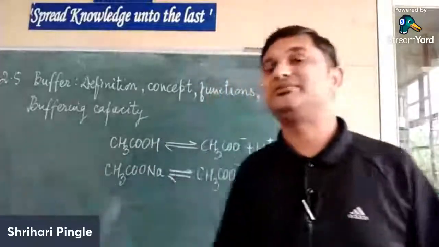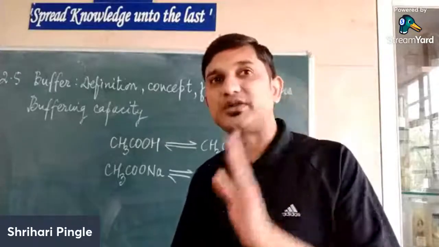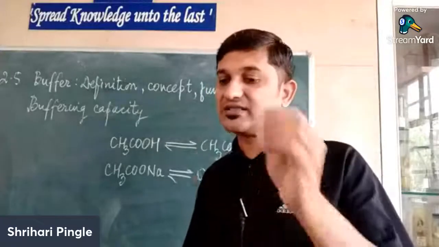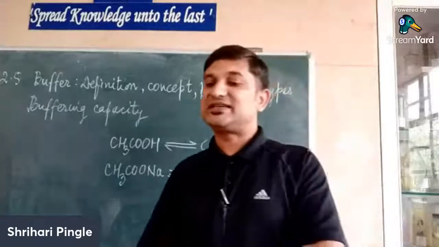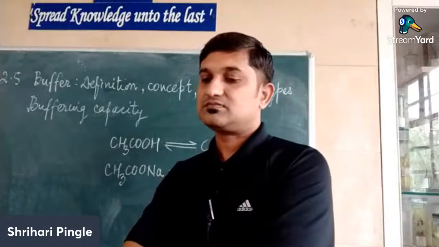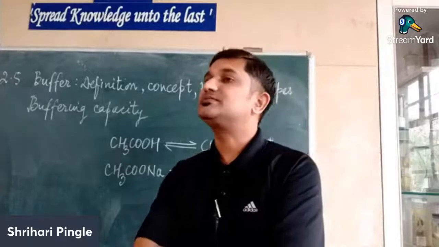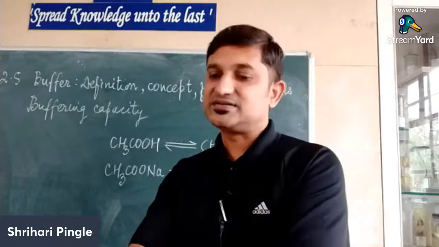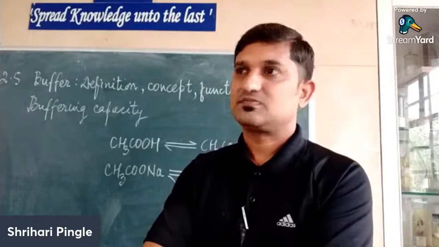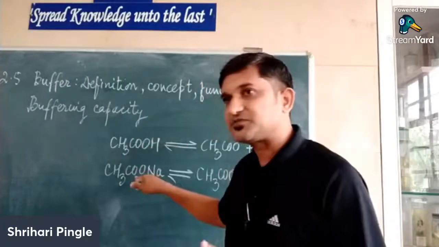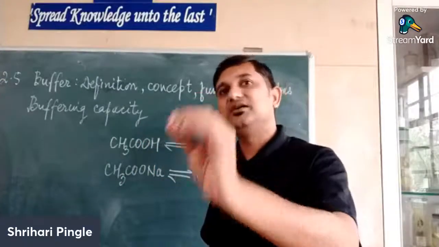So obviously continue ahead. The sentence was: the dissociation of sodium acetate is more as compared to the acid. So more acetate ions are produced from the salt. Got the point? So which substance is providing more acetate ions to the solution? Sodium acetate is providing more acetate ions into the solution.